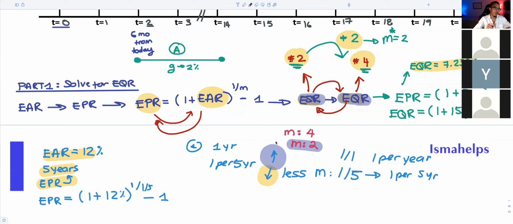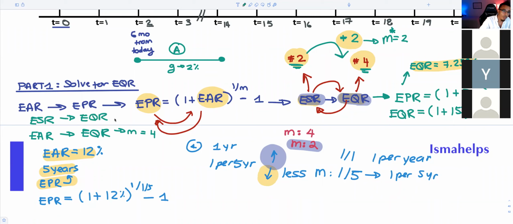We're not going into that example. Our M would only be 4 if we were moving from an effective annual rate to an effective quarterly rate. But because we're moving from an effective semi-annual rate to an effective quarterly rate, the difference in compounding is only 2 periods. And that's why M is equal to 2. So do you see what's happening in terms of movement?